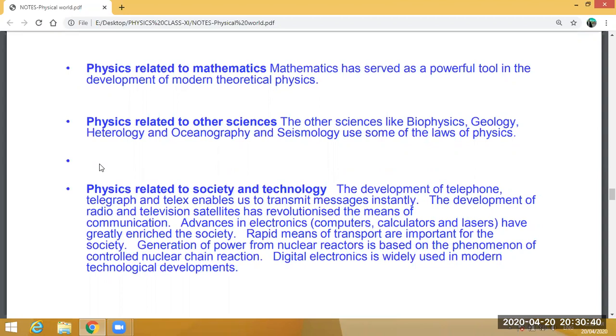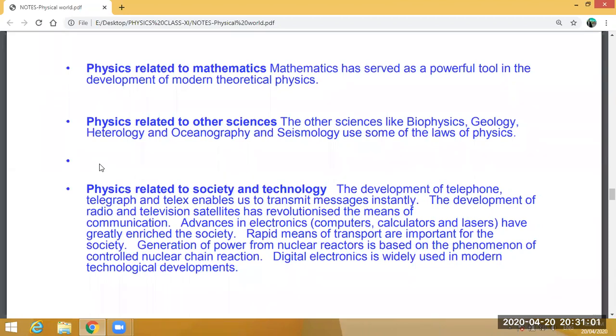Now, the other sciences like biophysics, geology, hydrology, oceanography and seismology use some of the laws of physics. So, don't worry.